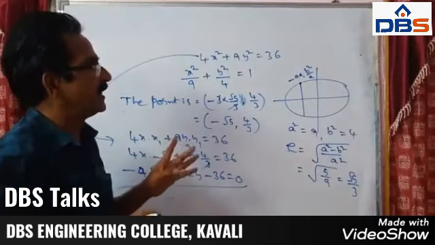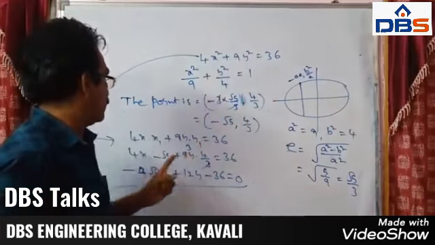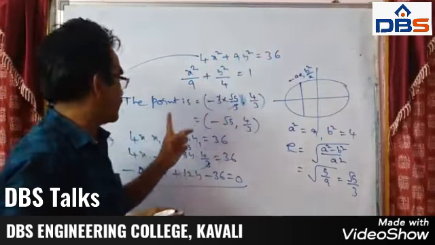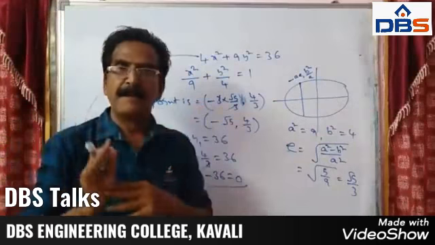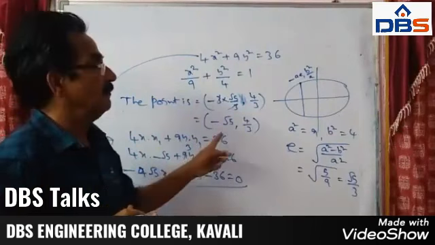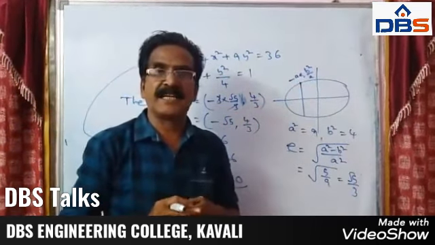Okay friends, clear? The equation of the tangent to this line is 4x x1 plus 9y y1 is equal to 36. Fine. What do we want? The point. What is that point?